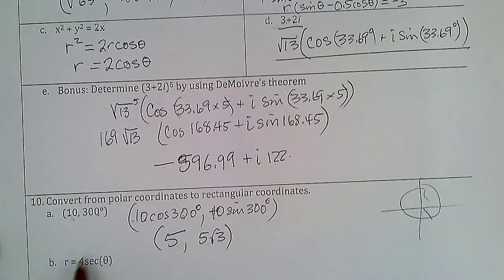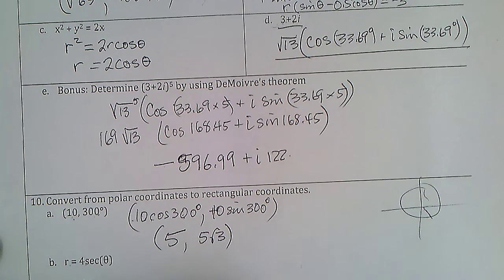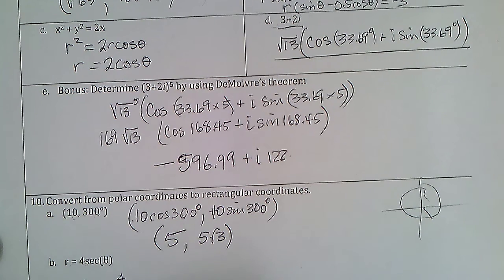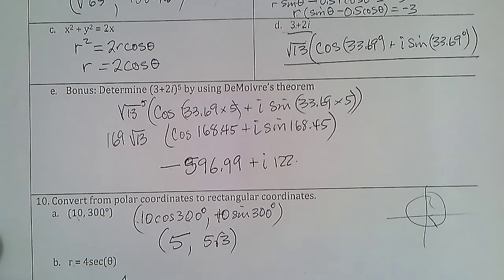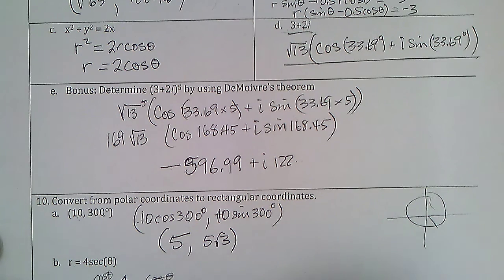And if I want to change this to rectangular, so this is r equals 4 over cosine of theta. I would love to have an r there, so multiply both sides by cosine theta, because I know what r cosine theta is. That's x equals 4.